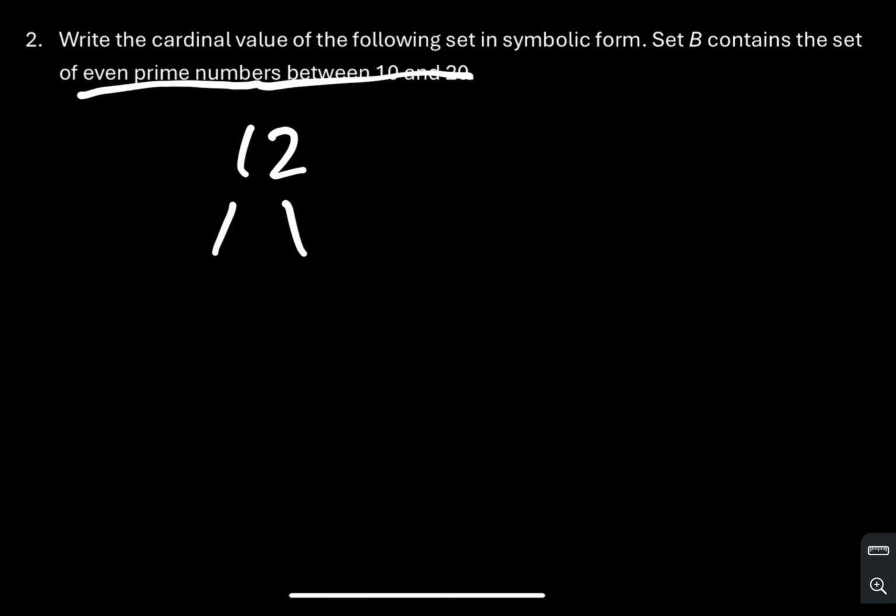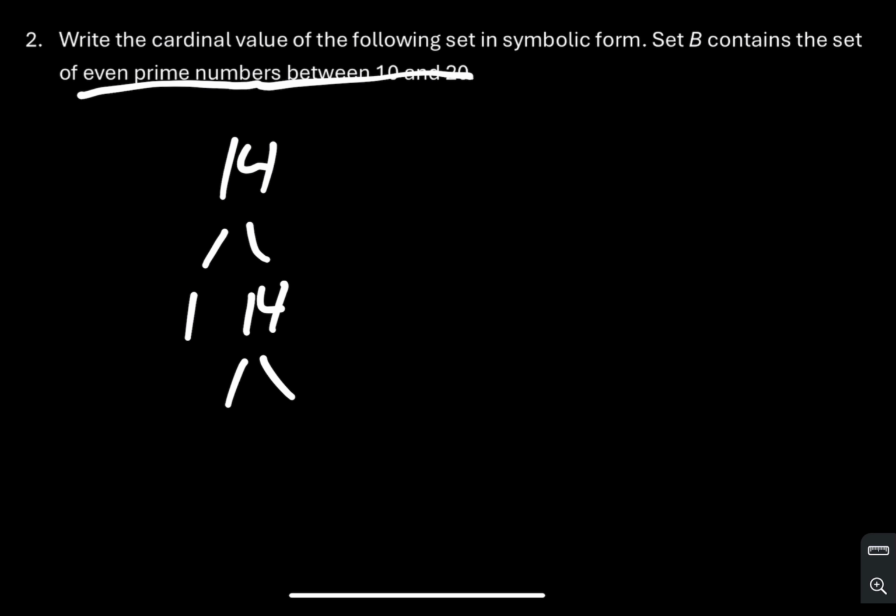Well, we can do 1 and 12, but if we break down 12 some more, we're going to get 3 times 4. So notice that we have 1, 2, 3, 4 different factors. So therefore 12 is not a prime number. Now if we move to 13, we know that 13 is not even. And we can move to 14. 14, we have 1 times 14, but 14 can break into 2 times 7, which is 4 different factors. So 14 is not a prime number.